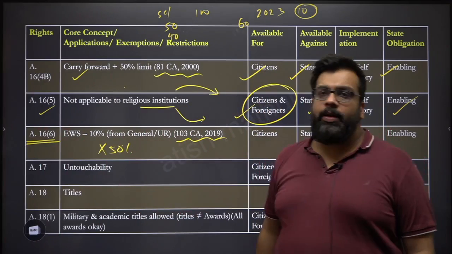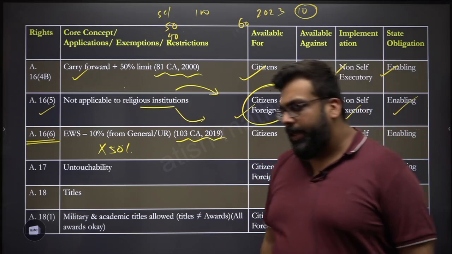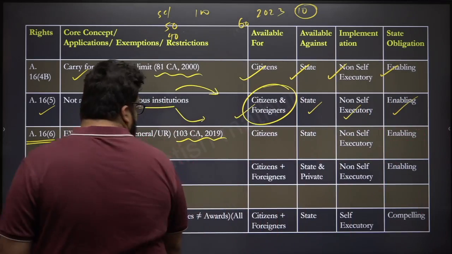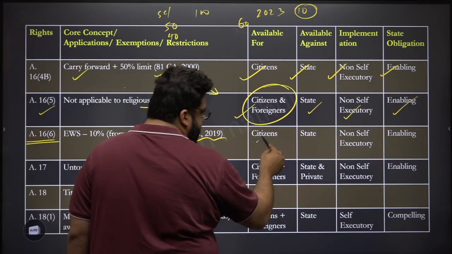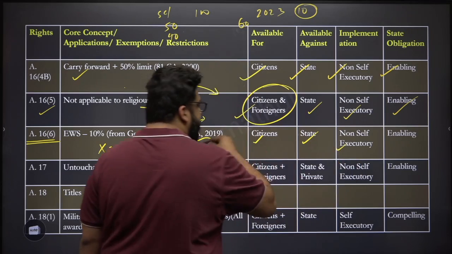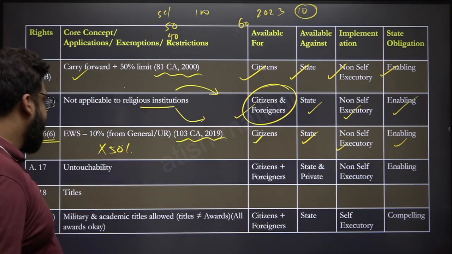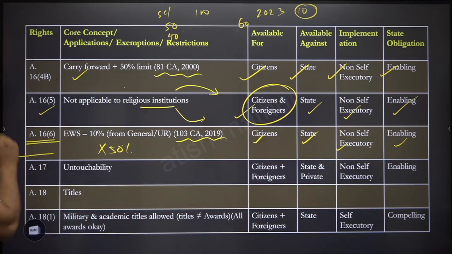This is done on an economic criteria as well, and of course this would be on in-state employment. Simple enough, available for citizens only against the state, and on the basis of this the government can make laws, and it is therefore enabling in nature. And this is it as far as Article 16 is concerned.